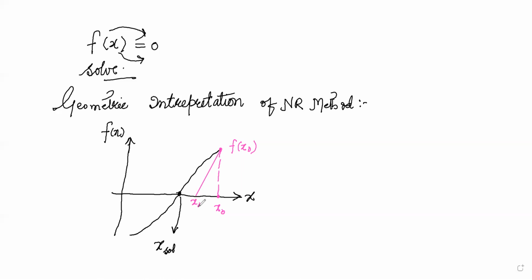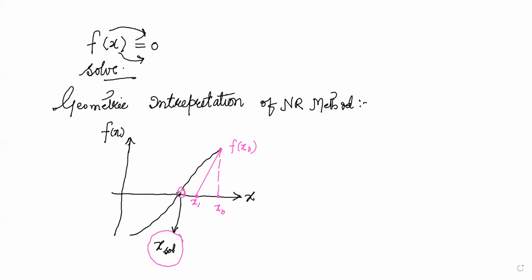We'll keep on drawing the tangents until the point of intersection of the tangent with the x-axis becomes very close to this x solution. As it gets very close, we terminate the entire process and say that we have obtained our solution.